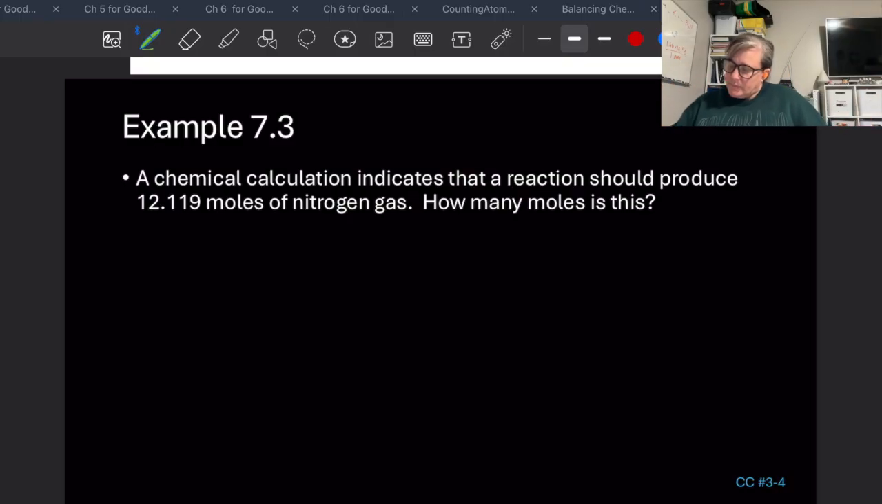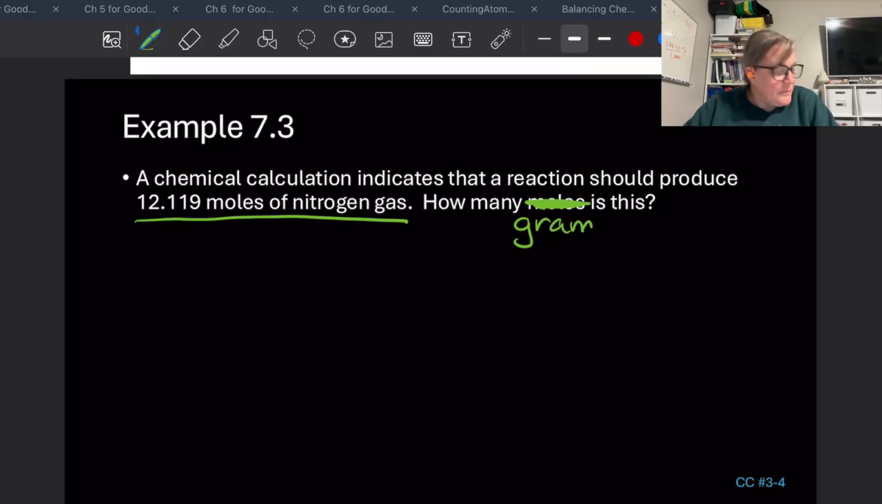Okay, so example 7.3. This is on page 201 in the yellow box. A chemical calculation indicates that a reaction should produce 12.119 moles of nitrogen gas. How many moles is this? That's not what that should say. This should say grams. So how many grams is that? If we're going to start with moles, we want to go to grams.